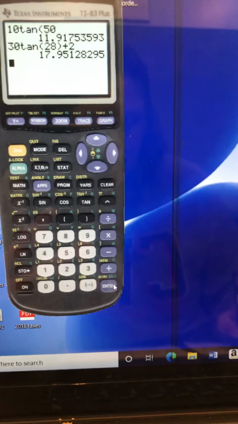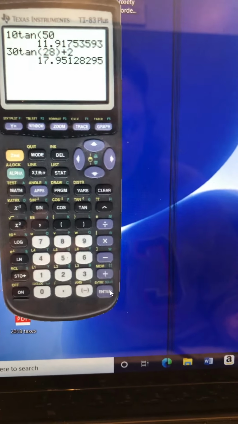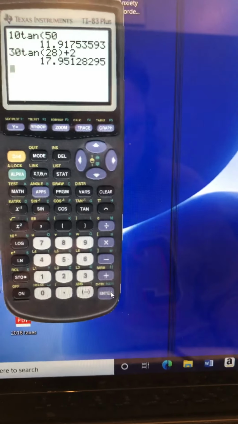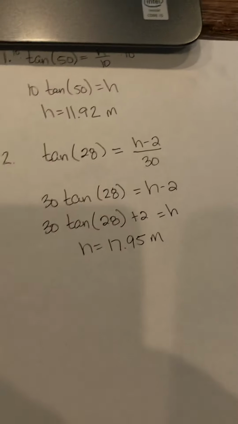So it's still in degree mode, it's not going to change, so I'm going to type in 30 times the tangent of 28. And I need to close the parenthesis because I'm going to add 2 on the outside. So that gives me H is equal to 17.95, again I rounded to 2 decimals, meters again. So that tree is 17.95 meters tall.